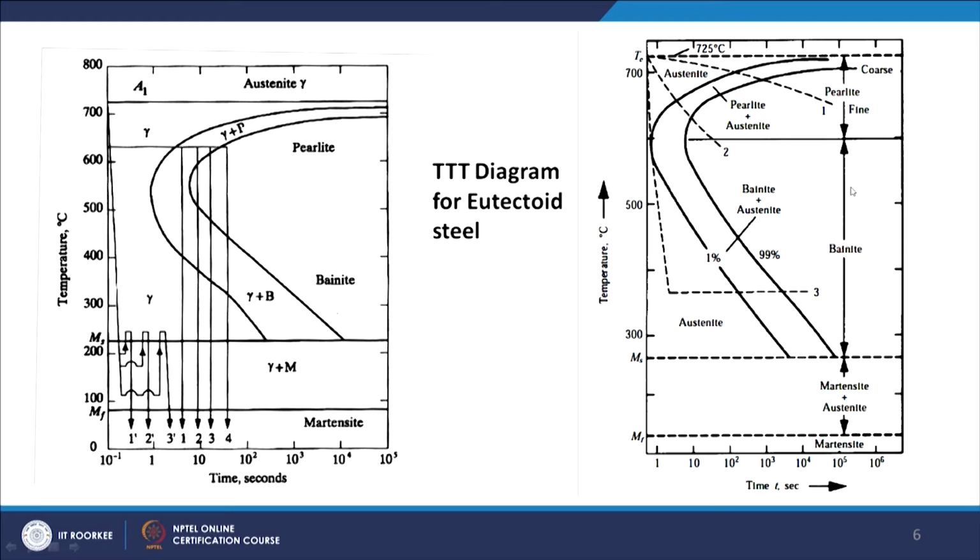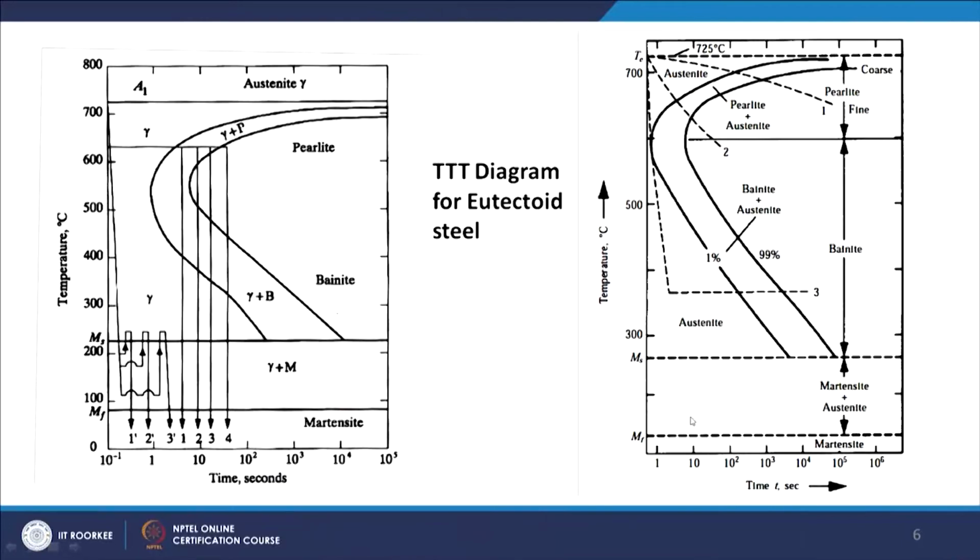So, basically what you see is that you are going to have these two lines. Now, what if you are cooling from here directly to this temperature? You are going to get martensite directly. That is the critical cooling rate. After you go past below this C curve, this cooling rate is the critical cooling rate where you are going to get 100% martensite. So, that is the significance of this TTT curve.